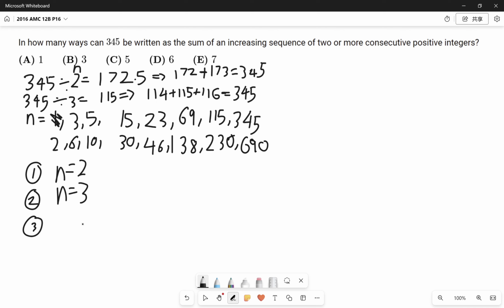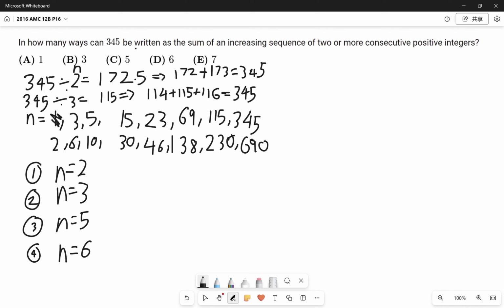What about the second case? n equals 3 works, right? And then what about the third case, which is when n equals 5? When n equals 5, yes, it works because 345 divided by 5 is an integer, and it's the integer 69. So you can just take 2 numbers that are smaller than 69, which are 67 and 68, and 2 numbers that are larger than 69, which are 70 and 71. And you add those 5 numbers together, and you get 345. So n equals 5 works.